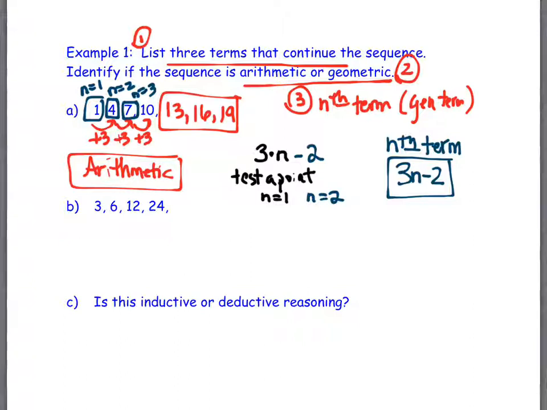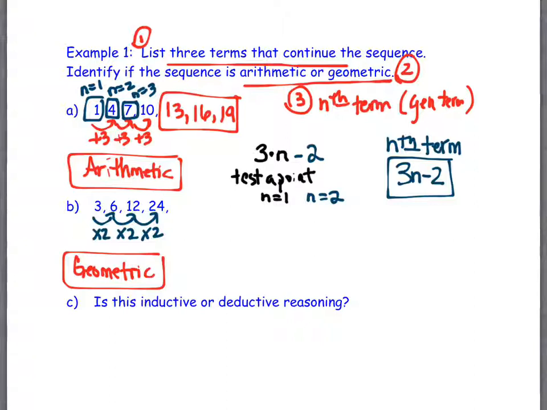Let's try another one. Take a look at the next one. How do I get between terms on this one? Multiply by 2. So that's the recursive relationship. It's times 2. So is this arithmetic or geometric? That makes it geometric. All right, so let's continue that pattern. What would come next? 48, 96, 192. Very good. Some of you are really good at multiplying by 2. It gets big really quick when you use multiplication.